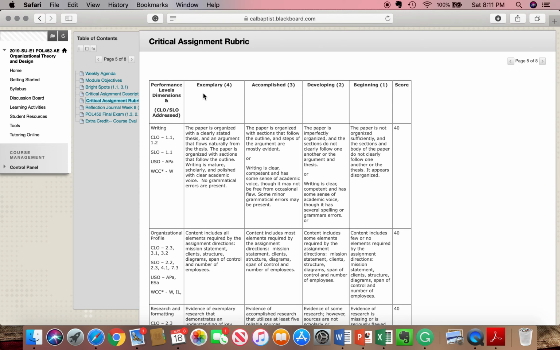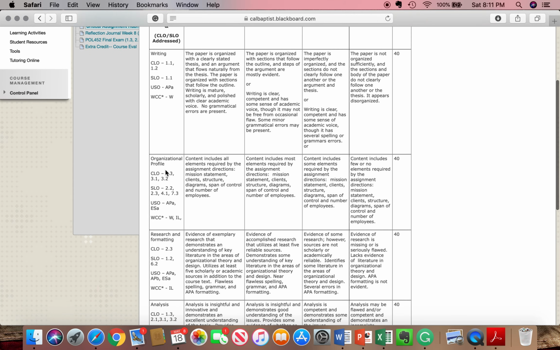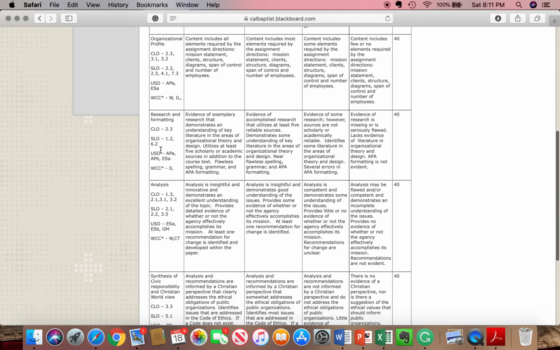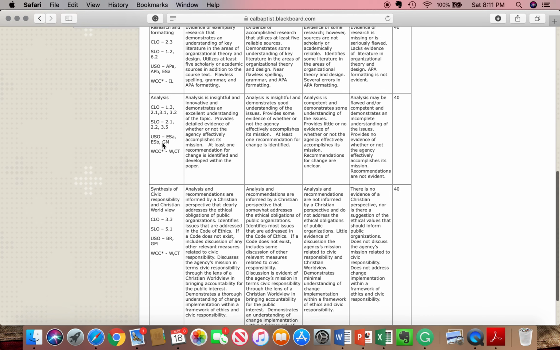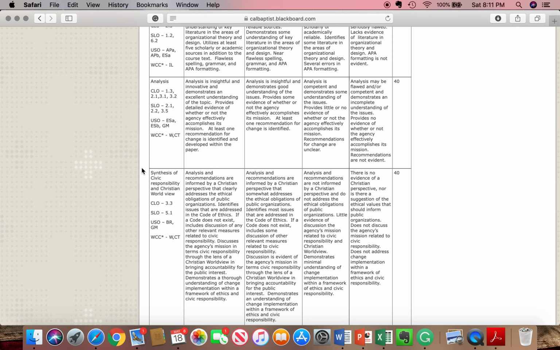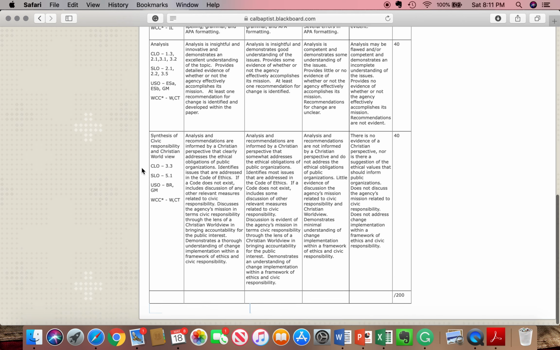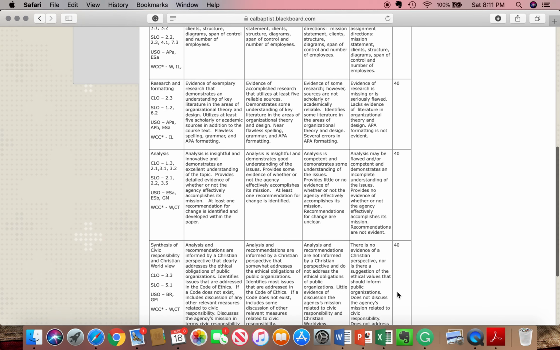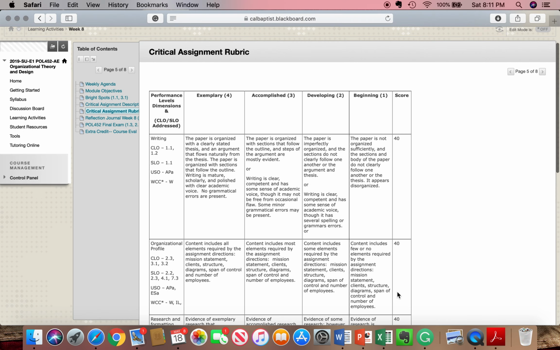But ultimately, we're all going to be shooting for the exemplary, and you're going to be judged upon your writing, the organizational profile that you describe of your organization, the research you put in, formatting, and the analysis that you include. We're going to talk about our civic responsibility and the Christian worldview that you included. So you can see that all that adds up to be 200 points for our critical assignment, so 20% of our grade. And of course, we need to pass the critical assignment to be successful in this course. So the major assignment in all of our classes is our critical assignment.